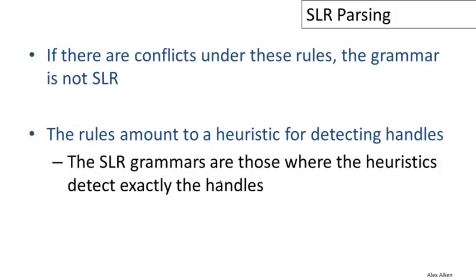So if there are any conflicts under these rules, either shift-reduce or reduce-reduce, then the grammar is not an SLR grammar. And just notice that these rules amount to a heuristic for detecting the handles. We take into account two pieces of information: the contents of the stack, that's what the DFA does for us, and it tells us what items are possible when we get to the top of the stack, and also what's coming up in the input, and we can use that to refine our reduction decisions. For those grammars where there are no conflicts, meaning there's a unique move in every possible state under those rules, this heuristic is exact, and we just define those grammars to be the SLR grammars.